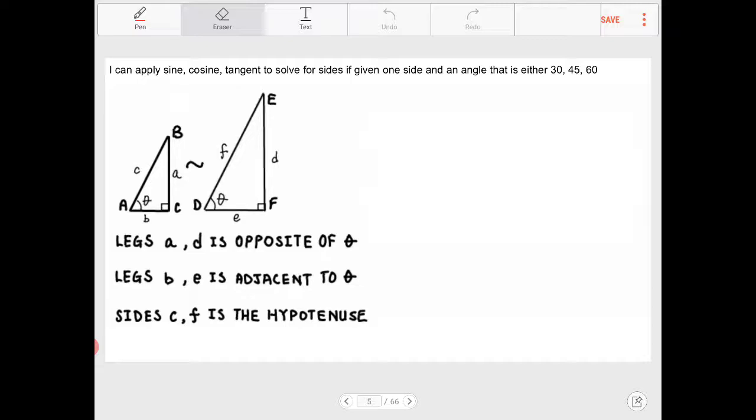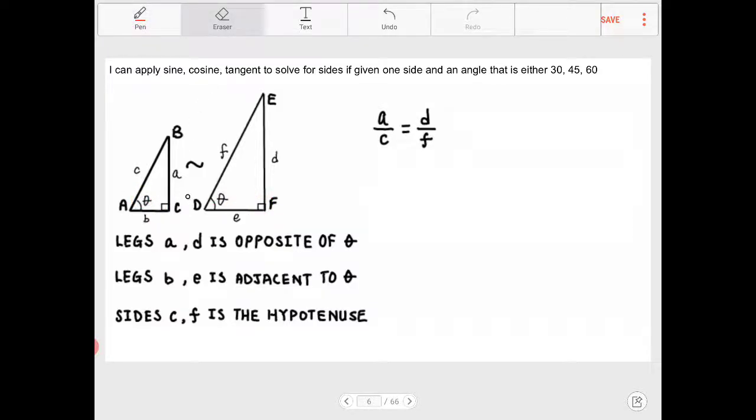With this understanding, because these two triangles are similar, I can then perform the following ratios. I can say that A over C, the opposite leg over the hypotenuse, will be equivalent to the opposite leg over the hypotenuse. These two triangles are similar because of the angle-angle theorem. Once again, we have an angle and an angle, an angle and an angle.